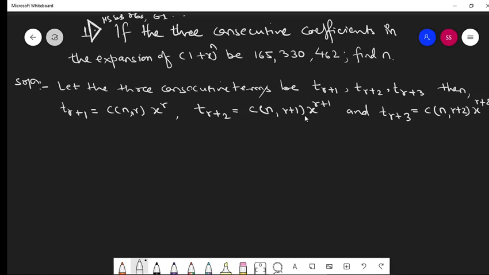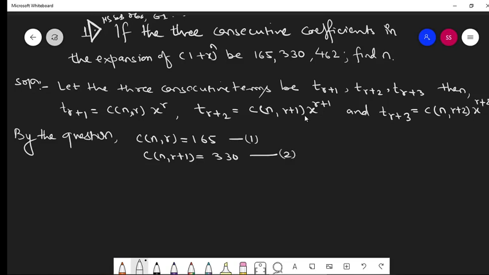If T(r+1) is nCr x to the power r, then T(r+2) has r replaced by r plus 1, and the power rises in the same way. T(r+3) has r replaced by r plus 2, and the power is r plus 2. By the question, nCr equals 165, nC(r+1) equals 330, and nC(r+2) equals 462. We suppose these are equations 1, 2, and 3.